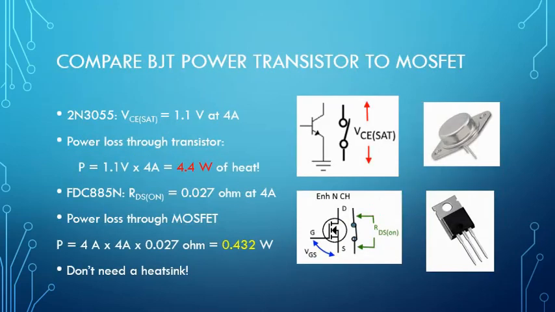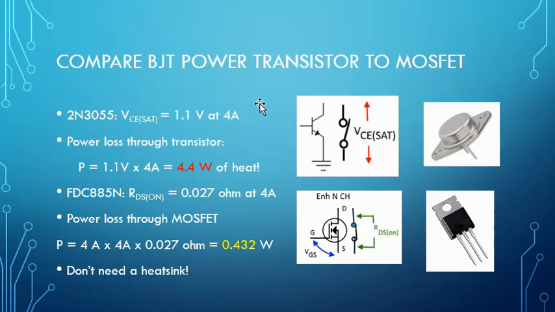So if we compare a BJT power transistor to a MOSFET, here's a very typical BJT transistor, a 2N3055. It's a power transistor used all over the place. It's kind of like the 2N3904 is the one that's used for everything as testing for small signal; the 2N3055 is very common in power. It has a spec of VCE sat, our saturation voltage when the transistor is turned on. It'll have a voltage of 1.1 volts across it when you're running 4 amps through the transistor.